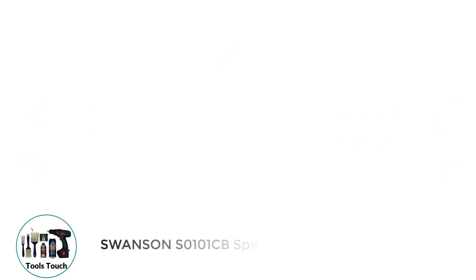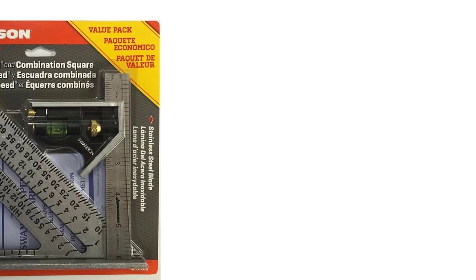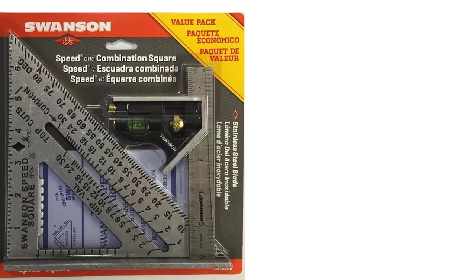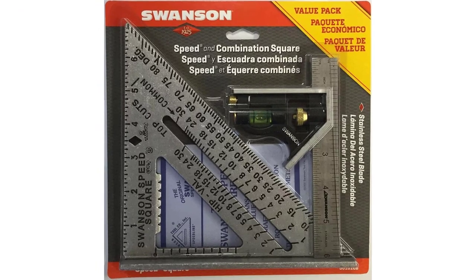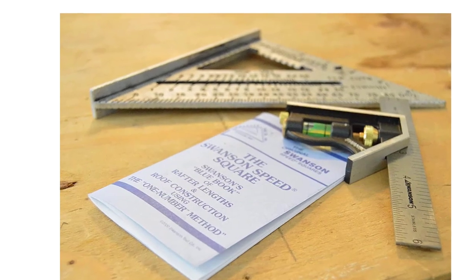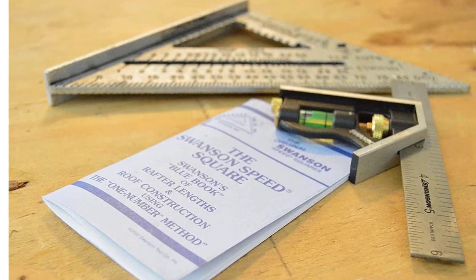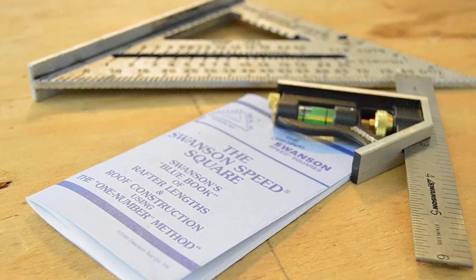Number 1. Swanson S0101CB Speed Square Layout Tool. This package includes a speed square, a pocket-size combination square, and a blue book that teaches you everything you need to know about rafter lengths and roof construction. But the best part is that the speed square is actually 5 tools in one. It can be used as a tri-square, a miter square, a protractor, a line scriber, and even a saw guide.